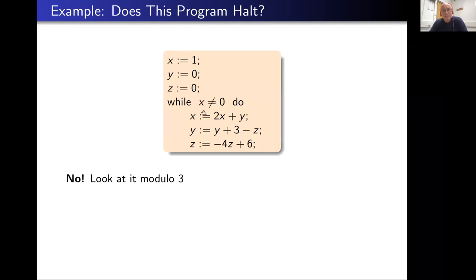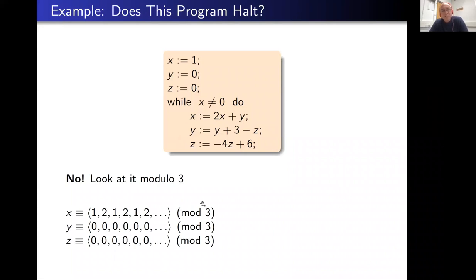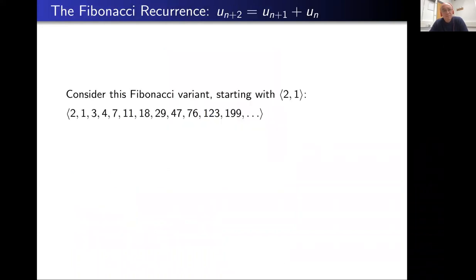So after the first step, you start with 1, 0, 0, you get 2, 0, 0. You do it again, you get 4, 0, 0, but 4 is equal to 1 modulo 3. So you get back to where you were. In some sense, this is a sequence which is periodic of period 2, and we can see that the only values are 1 and 2, so it will never stop. It will never be 0.